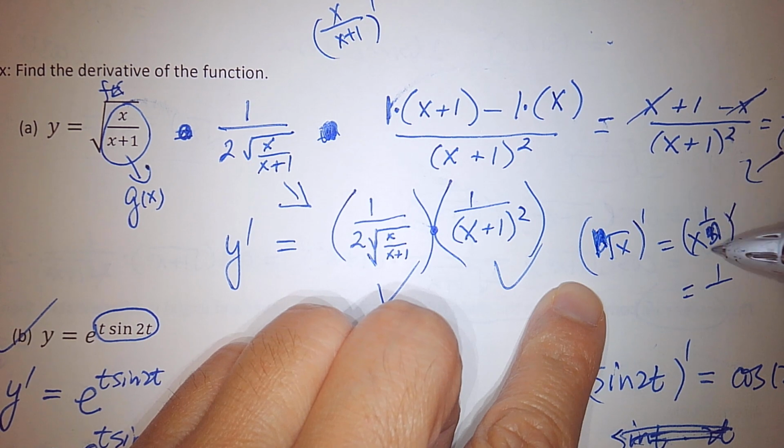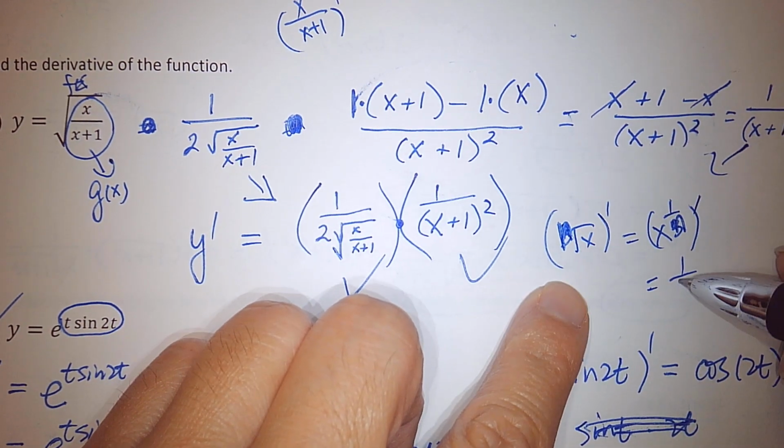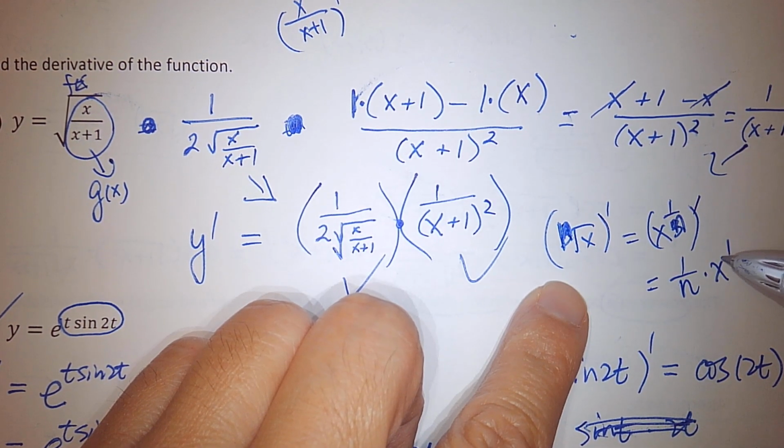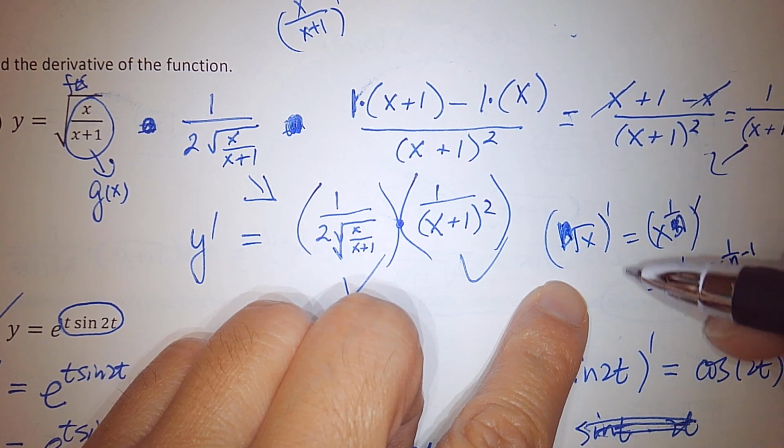This is x to the 1 over n's power, so it will equal 1 over n times x to the 1 over n minus 1's power. This is in general, okay?